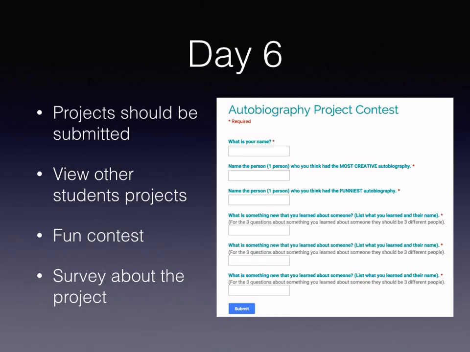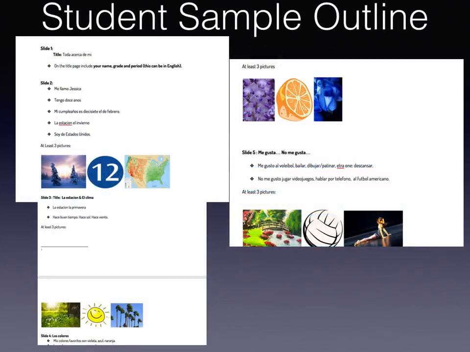And then I created this little autobiography contest using Google form again. Clearly I'm a fan. Where they say, oh, who had the most creative, the funniest, and they can win a little prize. And then also to make sure that they're not just doing nothing the whole time. Hey, what's something you learned about someone? And it should be about 3 individual people. And then at the end, we can have them do a little survey about the project to see what things we can improve. Here's an example.